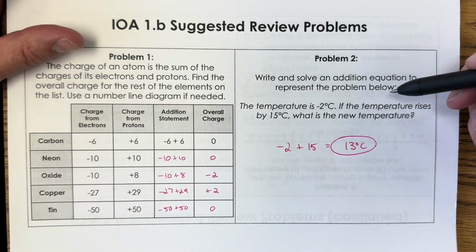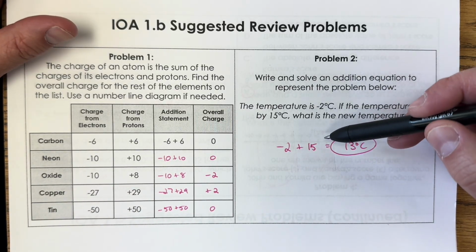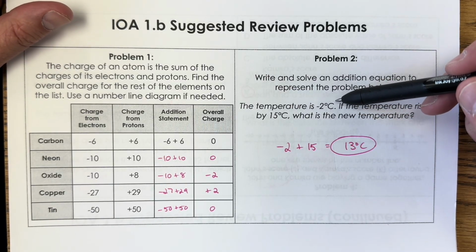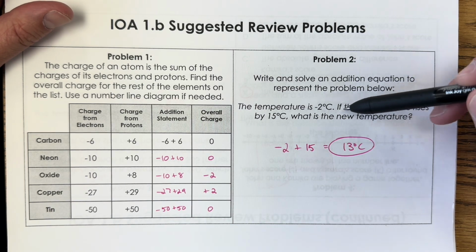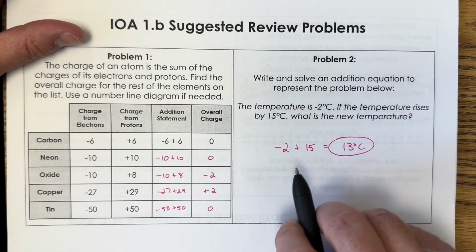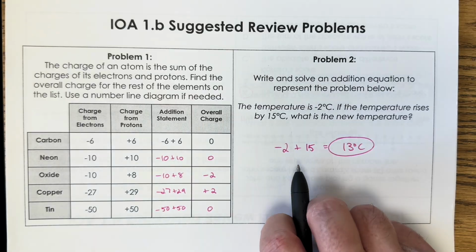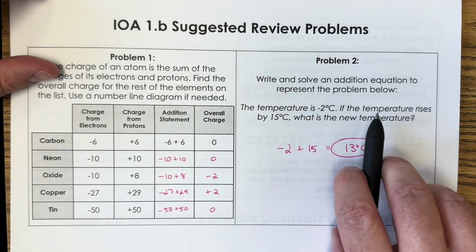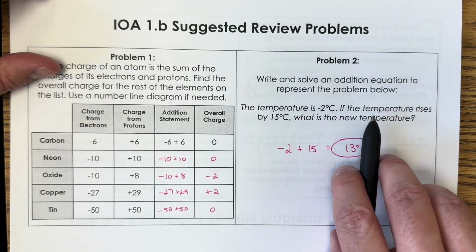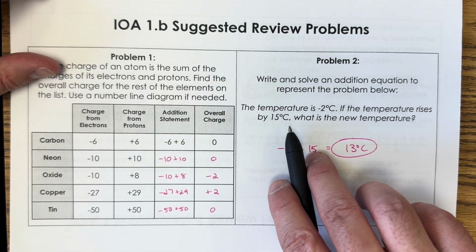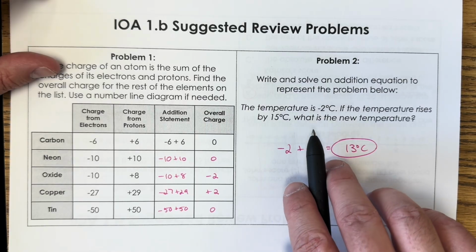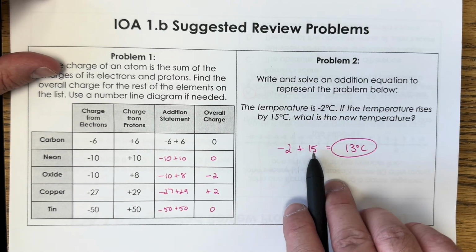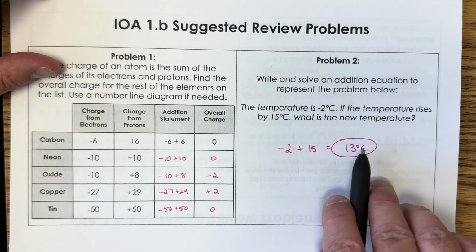Okay. Problem 2. So we want to write down an equation, and then we want to solve it. So if the temperature started at -2 degrees Celsius, that is the -2. If the temperature rises by 15 degrees, what's the new temperature? Well, I start at -2, and then I rise from that -2 by 15, to get 13. Notice how it did not say if the temperature rose to 15 degrees, because that would be a completely different scenario. It says it rises by 15, so we have to go from -2 up 15, which is a net change of 13 degrees.